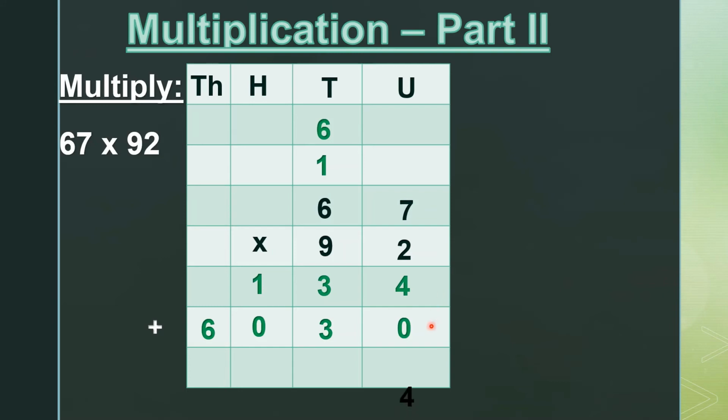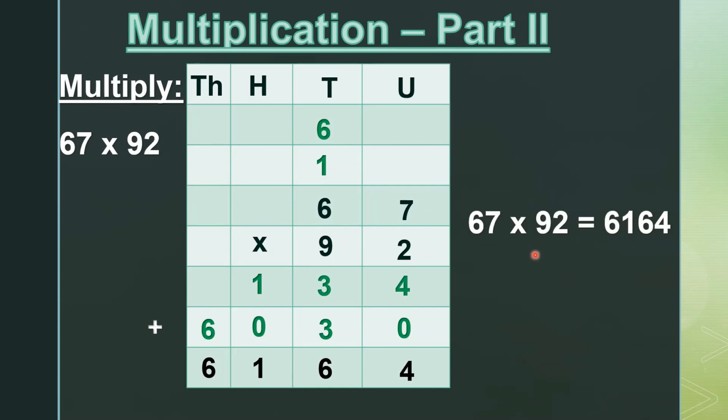4 plus 0 we get 4. 3 plus 3 we get 6. 1 plus 0 we get 1. 6 we write as it is. 67 multiplied by 92 we get 6164. Let us move on to the next sum.